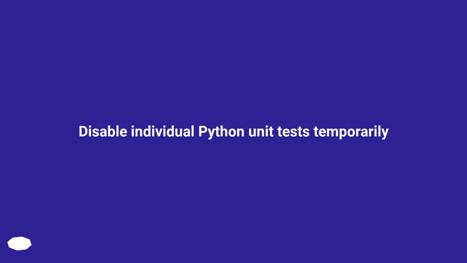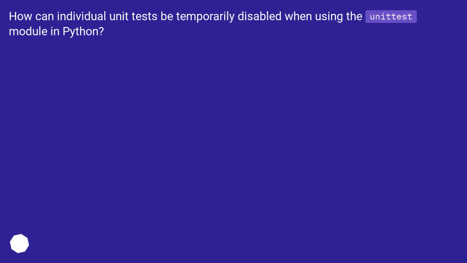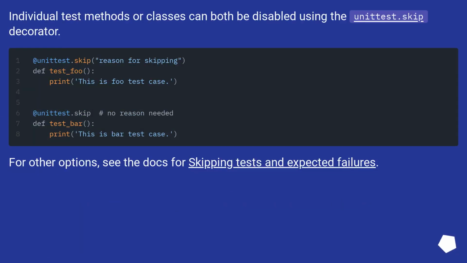Disable individual Python unit tests temporarily. How can individual unit tests be temporarily disabled when using the Python unittest module in Python? Individual test methods or classes can both be disabled using the unittest.skip decorator. For other options, see the docs for skipping tests and expected failures.